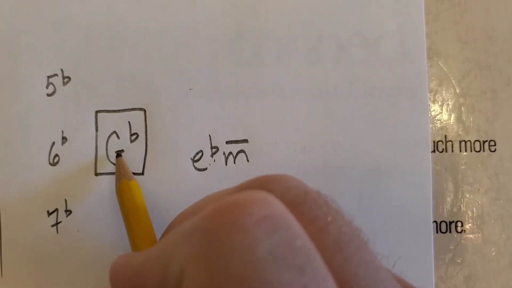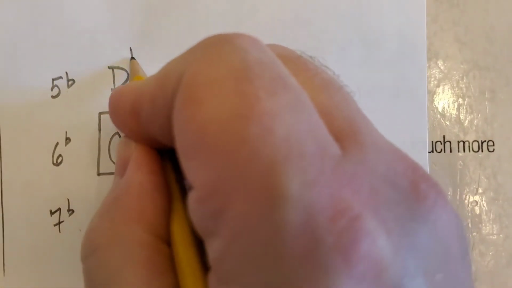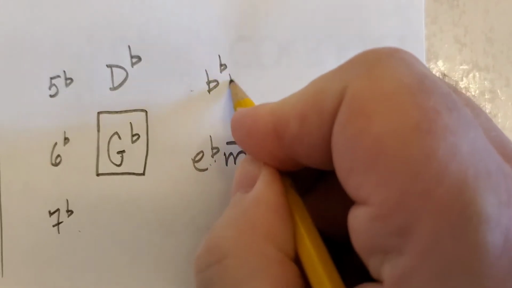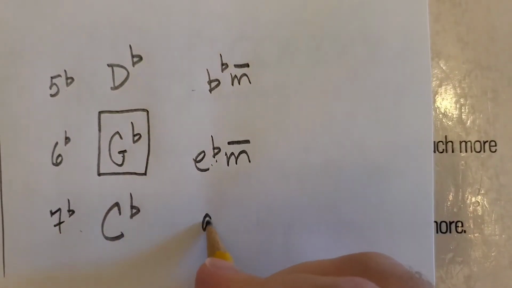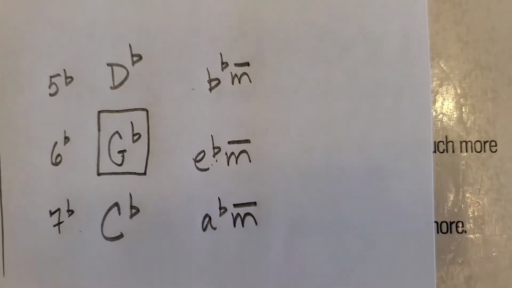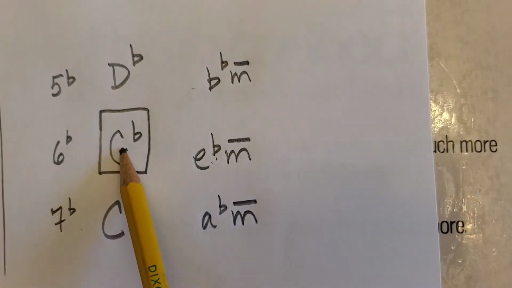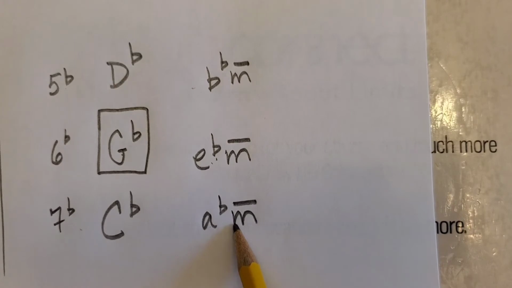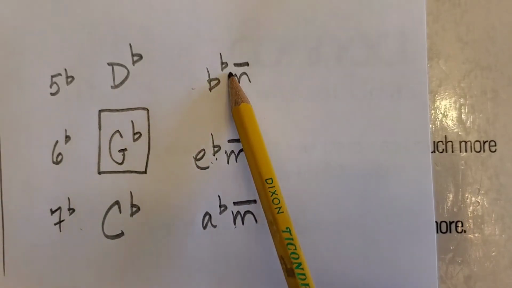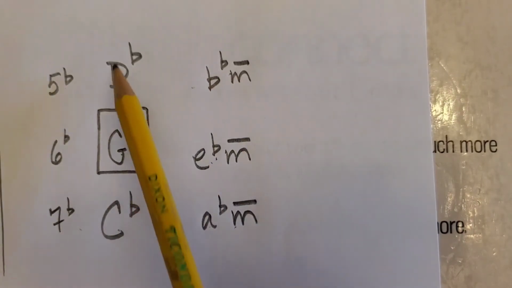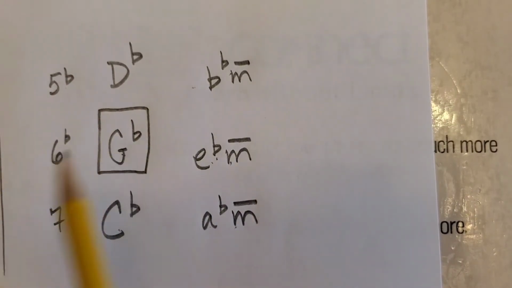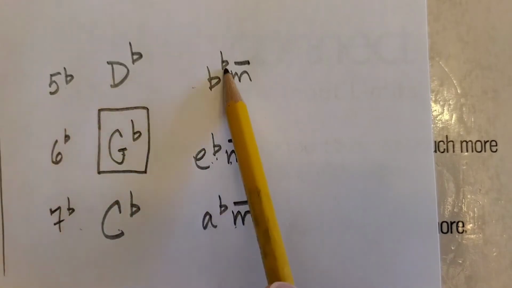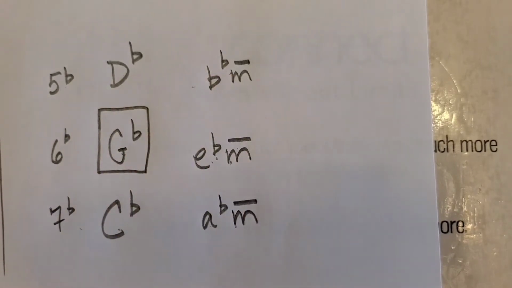All right, so keys with 5 flats would be D flat major and B flat minor. And then keys with 7 flats would be C flat major and A flat minor. And again, if you want to double check, here's 1, 2, minor 2, minor 3, major 4, major 5, minor 6. They all relate back to the tonic key as key areas that represent closely related keys to the first tonic.